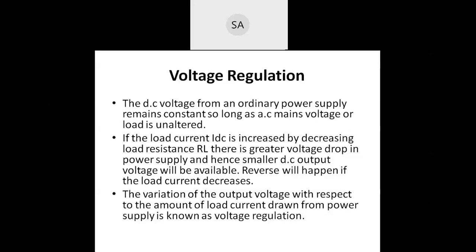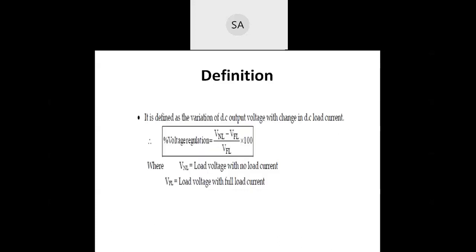Here we have the definition. It is defined as the variation of the DC output voltage with change in the DC load current. The percentage of regulation can be given by (VNL minus VFL) divided by VFL, into 100, where VNL means V no load and VFL means V full load.